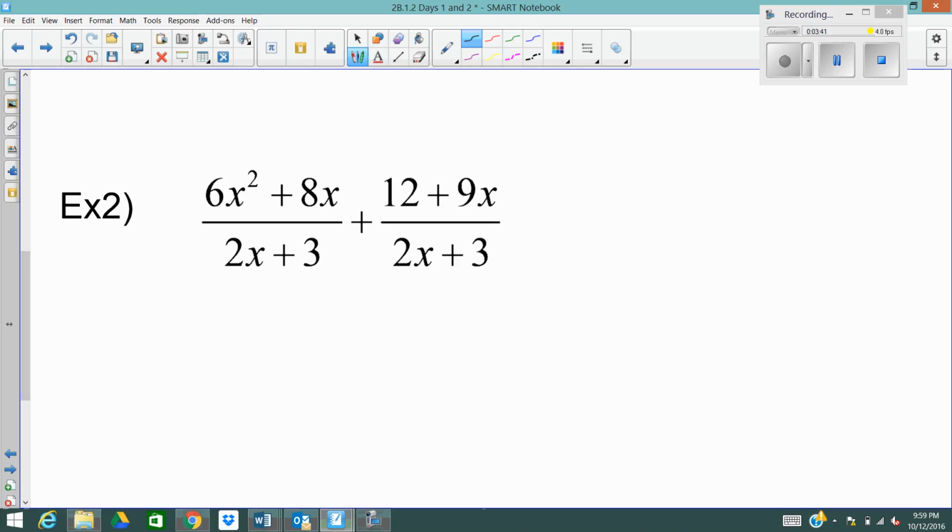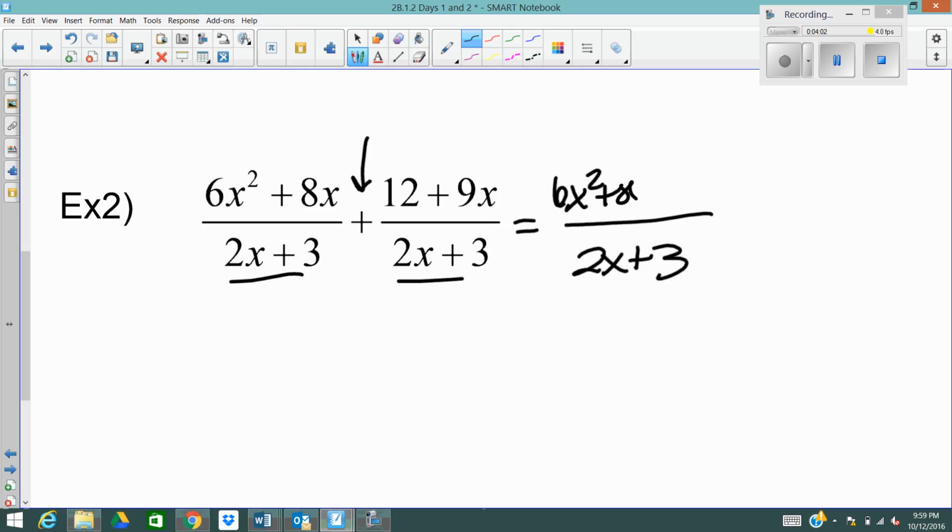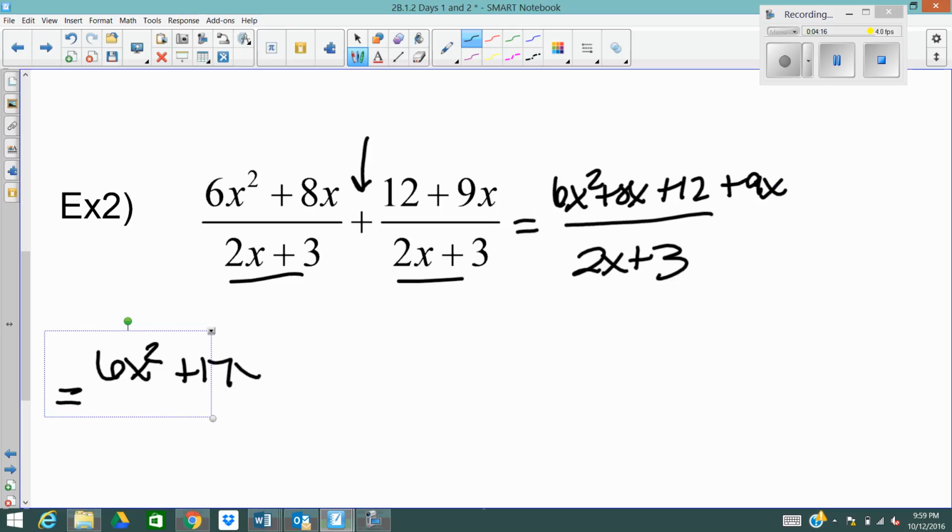So let's take an example here. I have that common denominator already, so I'm going to add these two fractions together. When you add fractions, denominator stays the same. Perform that operation on your numerator. So up top, I have 6x squared plus 8x plus 12 plus 9x. I can combine my like terms in my numerator to give me 6x squared plus 17x plus 12 over 2x plus 3.